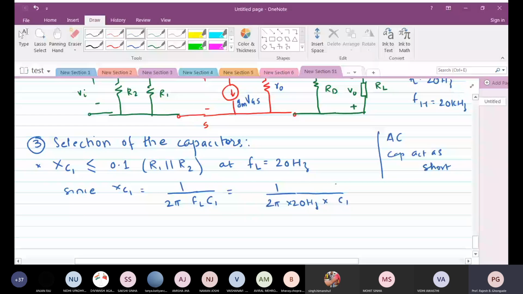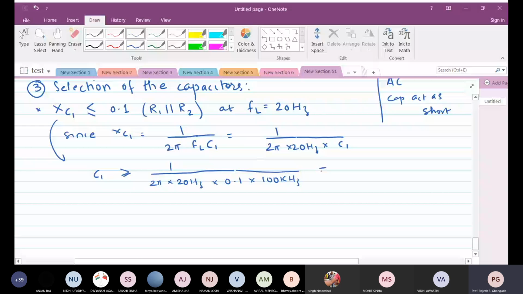Can I find out the value of C1? According to this equation, C1 should be greater than or equal to 1 divided by 2 pi into 20 hertz into 0.1 into 100 kilohms. How do I get this? Because the parallel combination of R1 and R2 is expected to be 100 kilohms. All right? Can you calculate this for me?